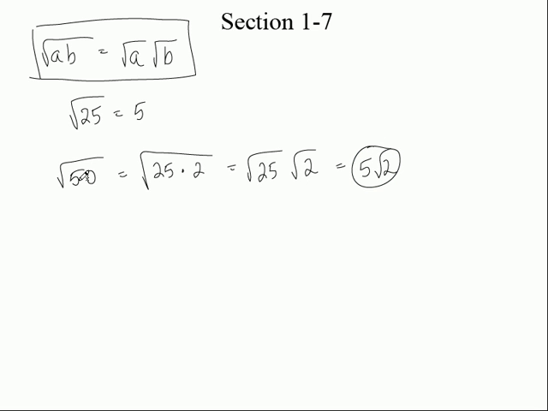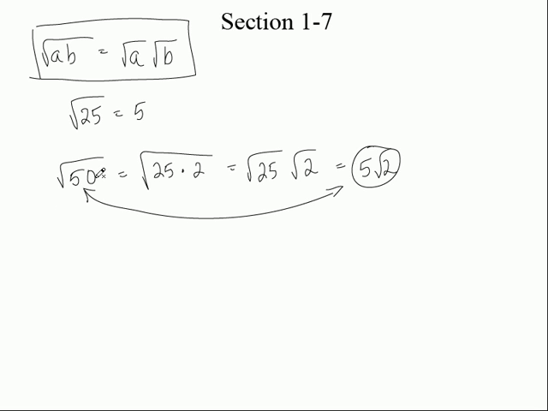If you put that in your calculator, you get 7.07. If you put this in your calculator, guess what you're going to get? Same thing, 7.07, because it's exactly the same. All these things are equal to each other, so it's the same exact number. It's just a simplified form.